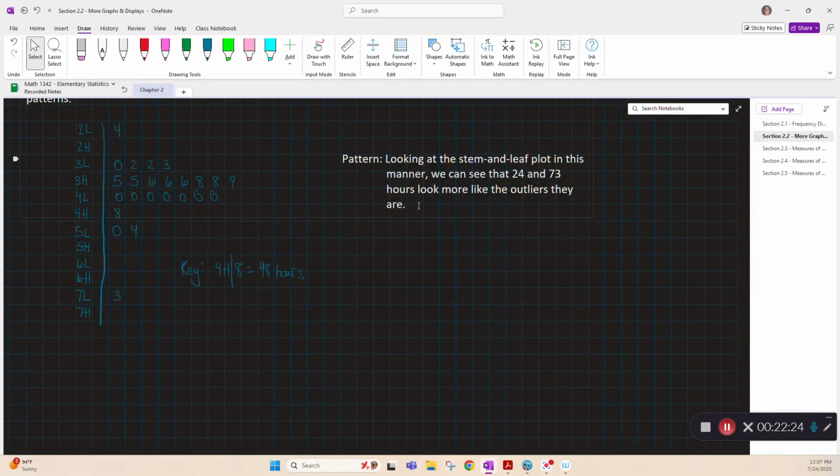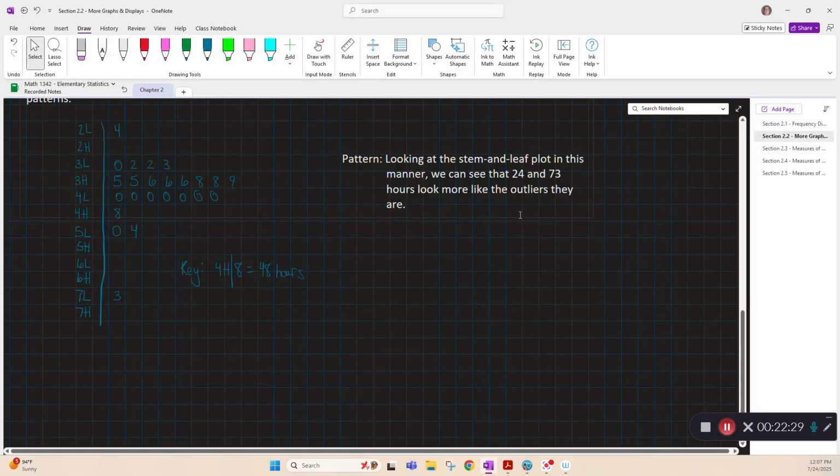So this concludes our discussion on stem and leaf plots. Stay tuned for the next video of this section, where we're going to look at dot plots and then even possibly a pie chart.